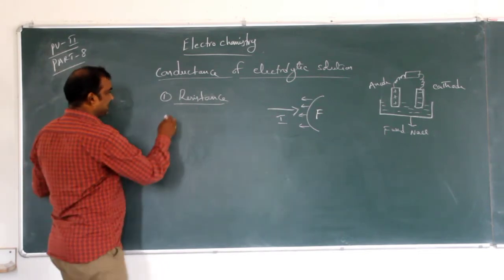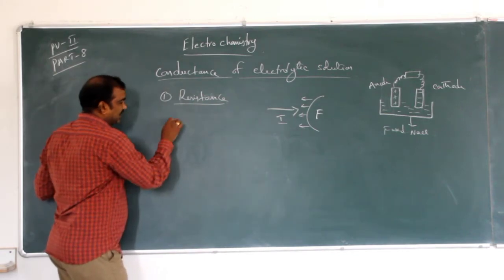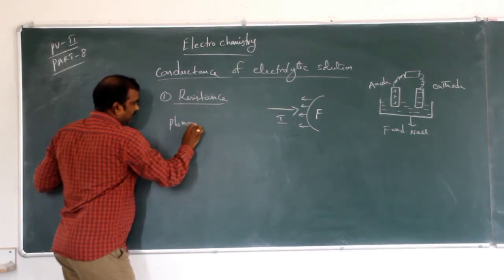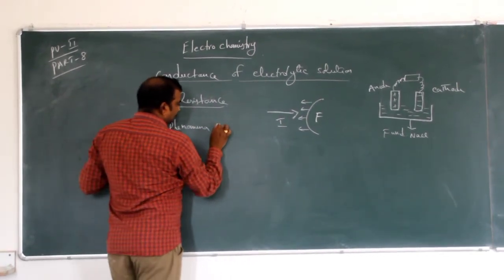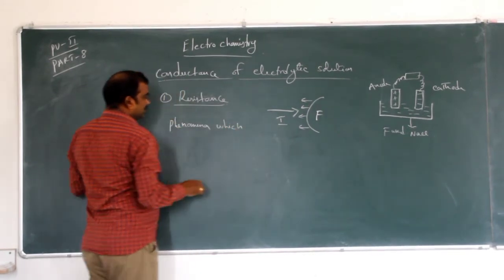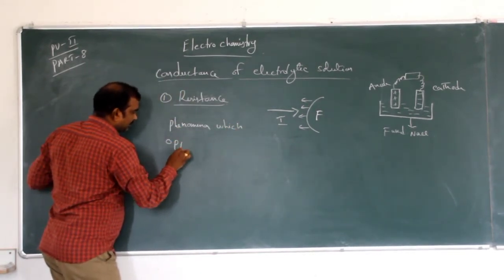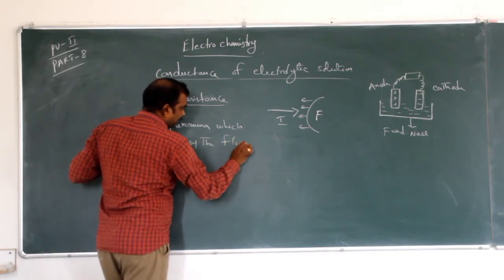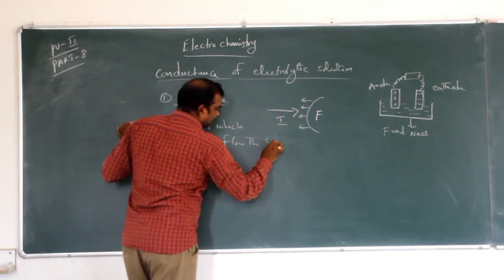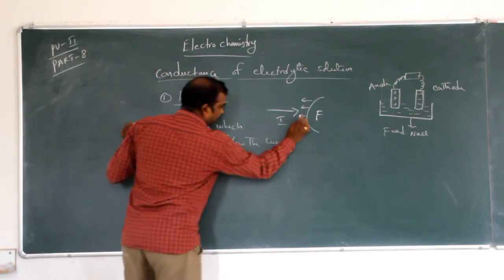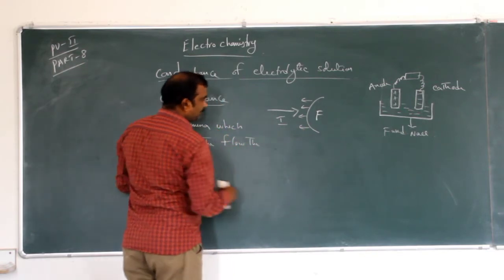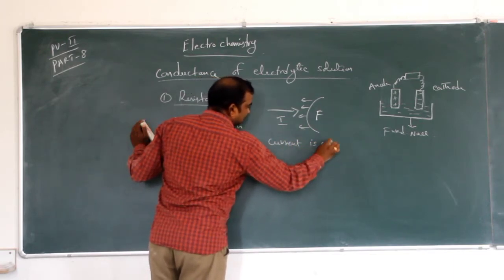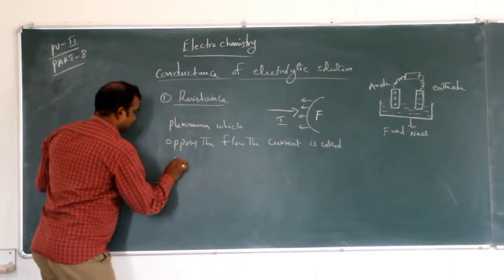So simply, according to the definition, you can write: the phenomenon which opposes the flow of current is called resistance.